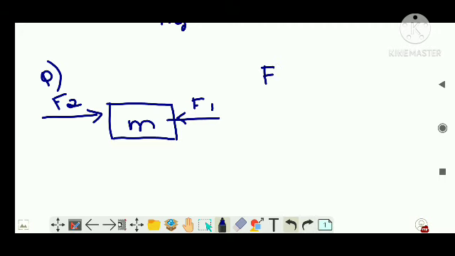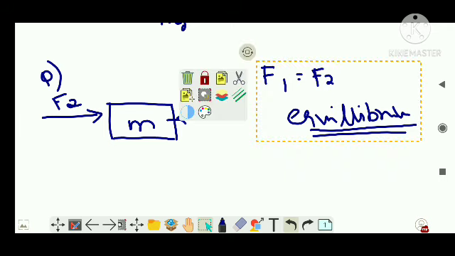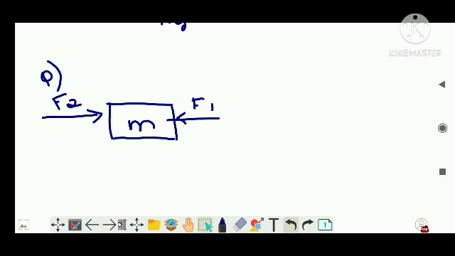Suppose F1 and F2 are equal. These two forces will be equal, which means the object will not move. At that condition, I say the object is at equilibrium. Remember, when there is no motion, the object is said to be at equilibrium. Clear?